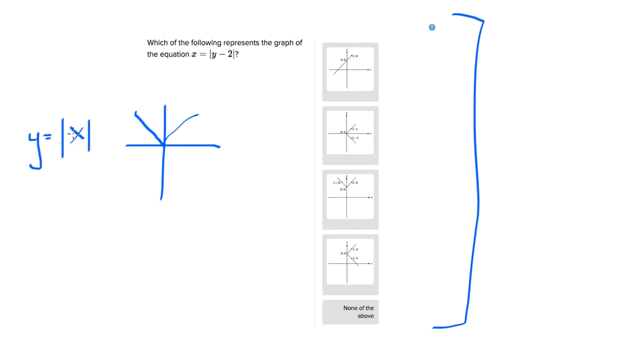But what's happening here is instead of having the y being the function and the x the input of the function, you have it backwards. You have something that looks like this: x equals the absolute value of y minus 2. So instead of having the y-axis here and the x-axis here, you'll have it switched so that now the x-axis would be here and the y-axis would be here.